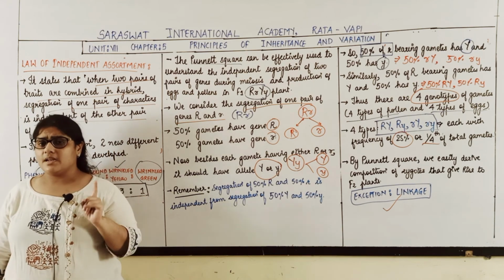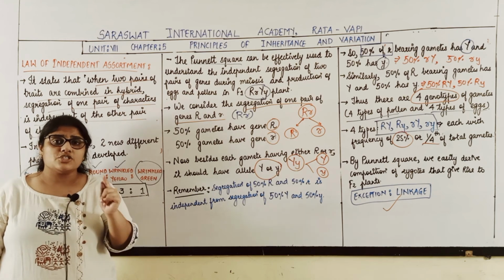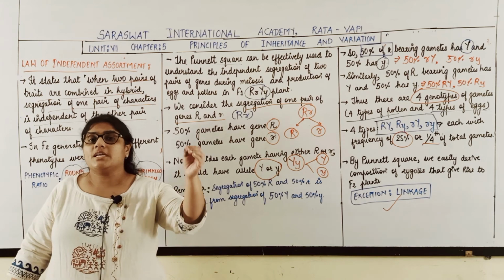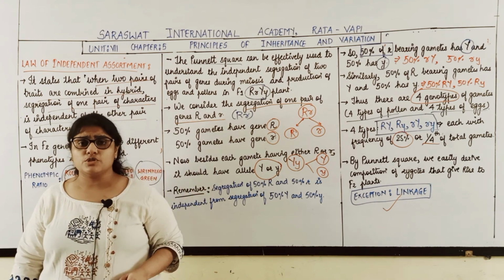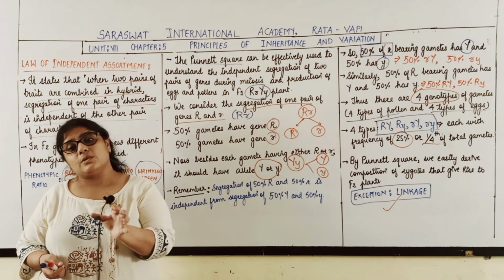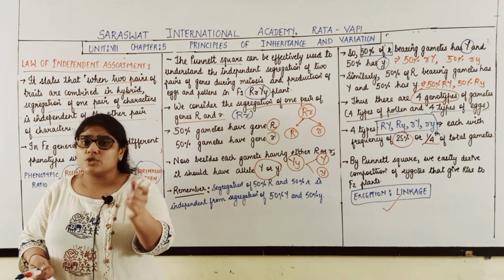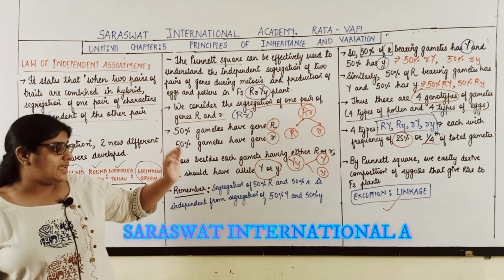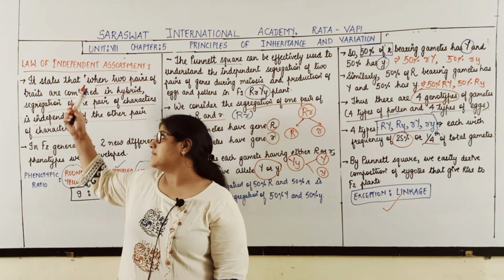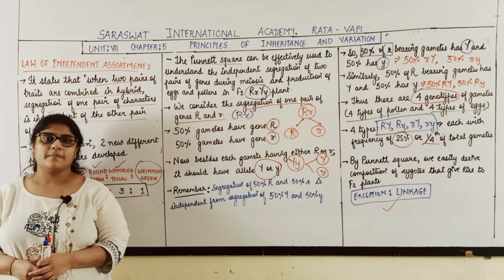Students, the law of independent assortment holds true only for those genes or only for those characters whose genes are located on different chromosomes. But we all know that there are many genes located on a single chromosome. So what about the inheritance of those genes? That can be explained through linkage, and thus linkage is an exception to the law of independent assortment.